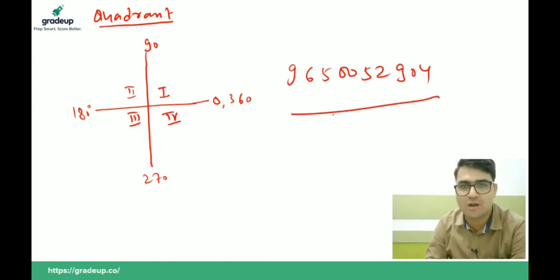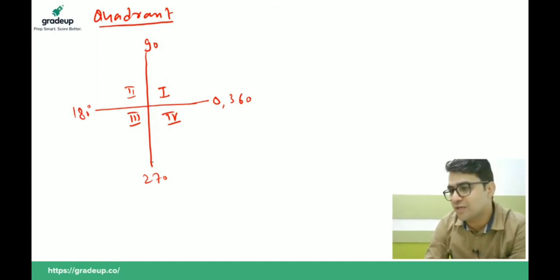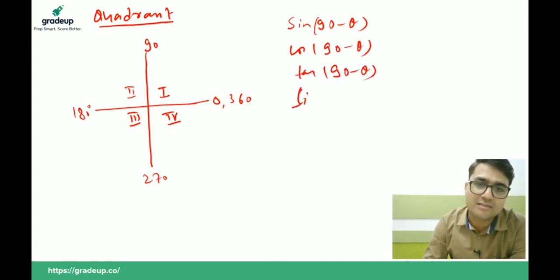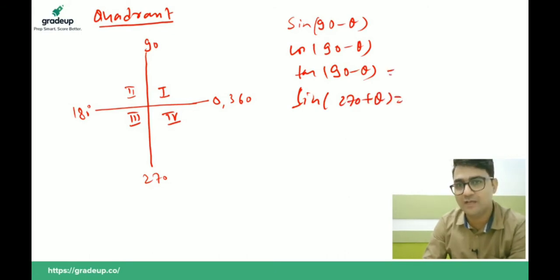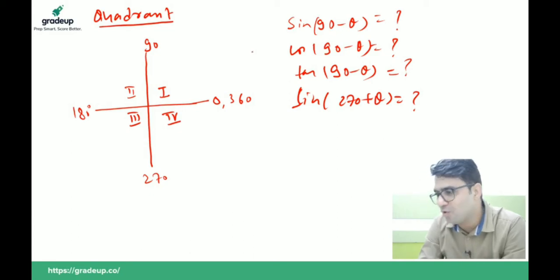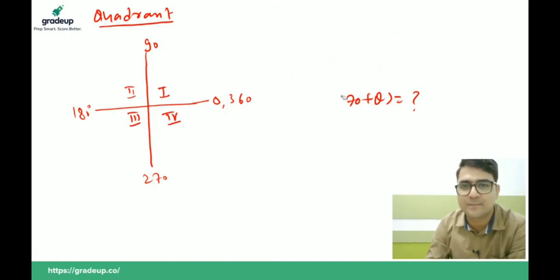Now let's move. Guys, in this session, I will tell you about all the concepts: how we can write sin 90 minus theta, how we can write cos 90 minus theta, how we can write tan 90 minus theta, how we can write sine 270 plus theta. I will tell you about these types of conversions. Please listen carefully. I will tell you the great logic of this, then you will be happy.